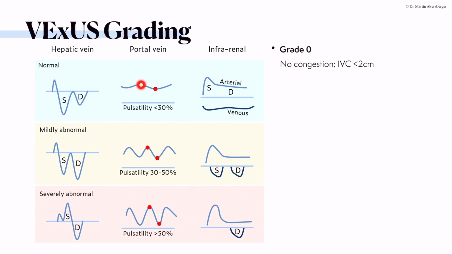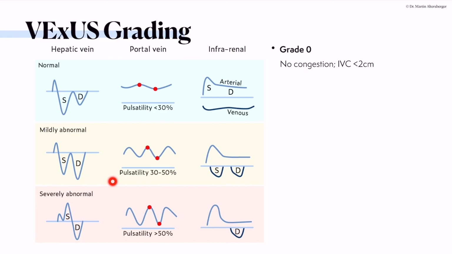The portal venous system should have a pulsatility below 30%. If it is more pulsatile, it points towards mild congestion. If it is very pulsatile, so above 50%, it is severe congestion or a sign for severe congestion.